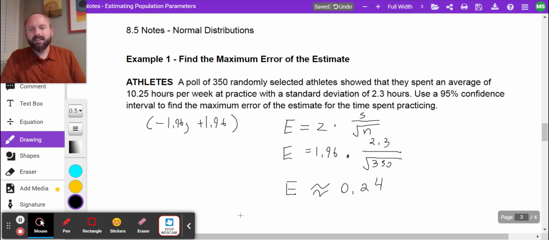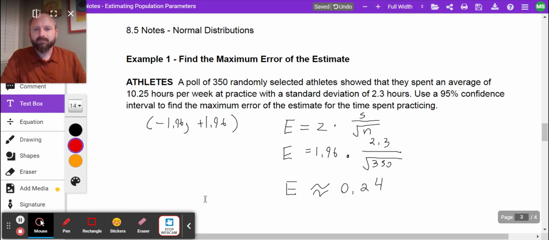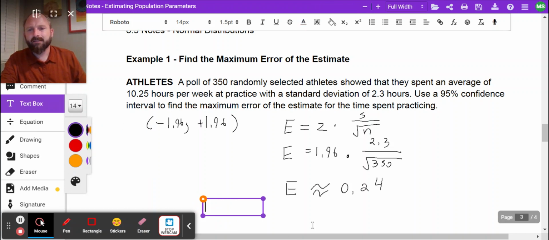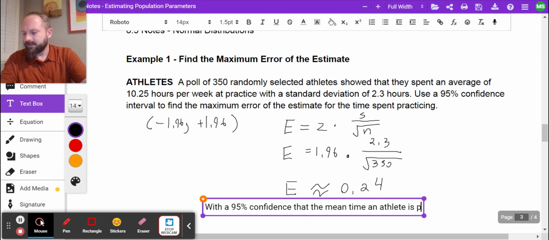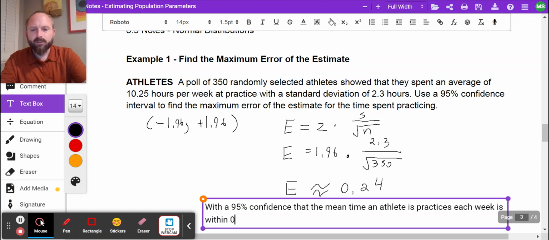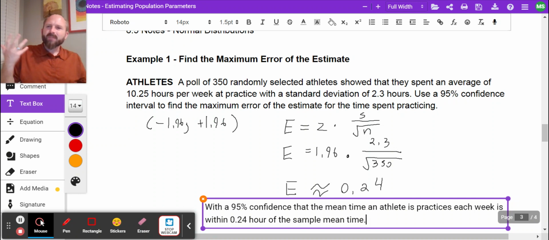So we can say with about a 95%, so let's type this out. With a 95% confidence, the mean time an athlete practices each week is within 0.25 hour of the sample mean time. So that's what it's saying. We're 95% confident that the mean time an athlete practices is within 0.24 of an hour of the sample mean time that we gathered.